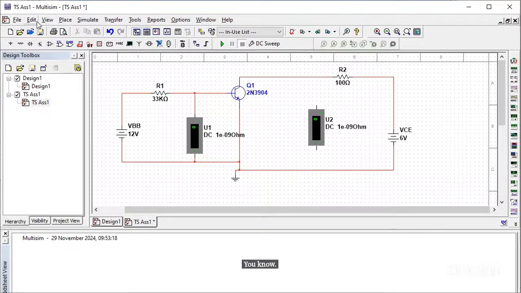What you should do is, when you want to find the reading of this first one, don't connect this. If you connect the two at a time, you will get different readings. So find this, find the I here, then disconnect this. Disconnect this, and then you connect this.